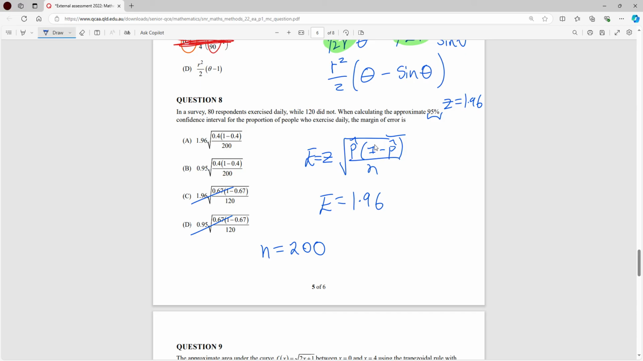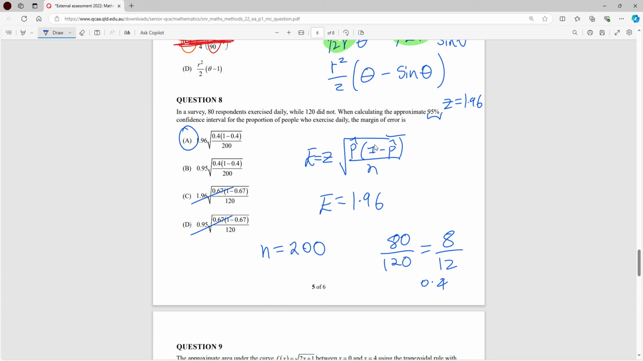Now here you've got to work out what's 80 over 120 as a proportion. So here that would be 8 on 12, and what would that be? I'm pretty sure that'd be 0.4. Yeah. Now here, the only difference between B and A is this has 0.95 and that has the actual z-score. So the correct answer is A.